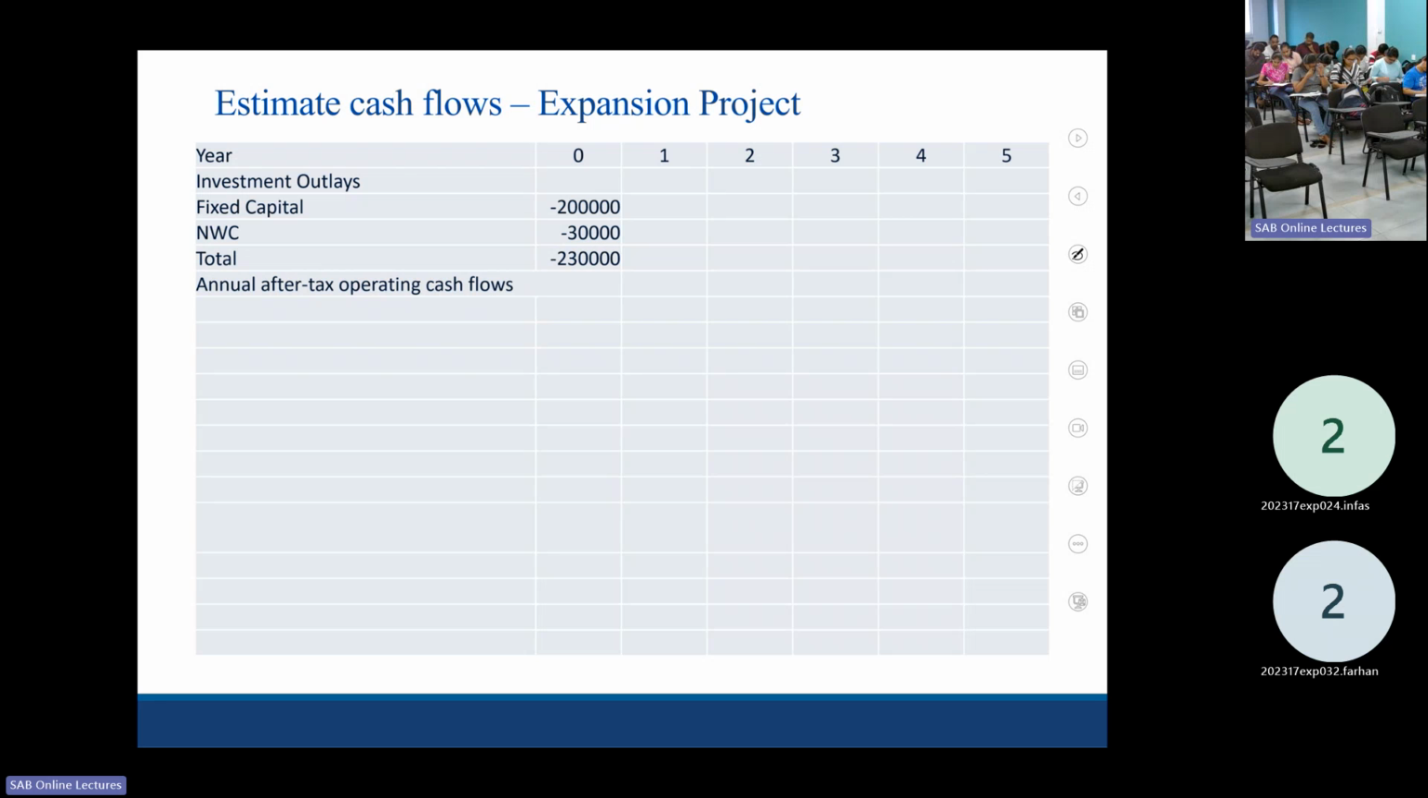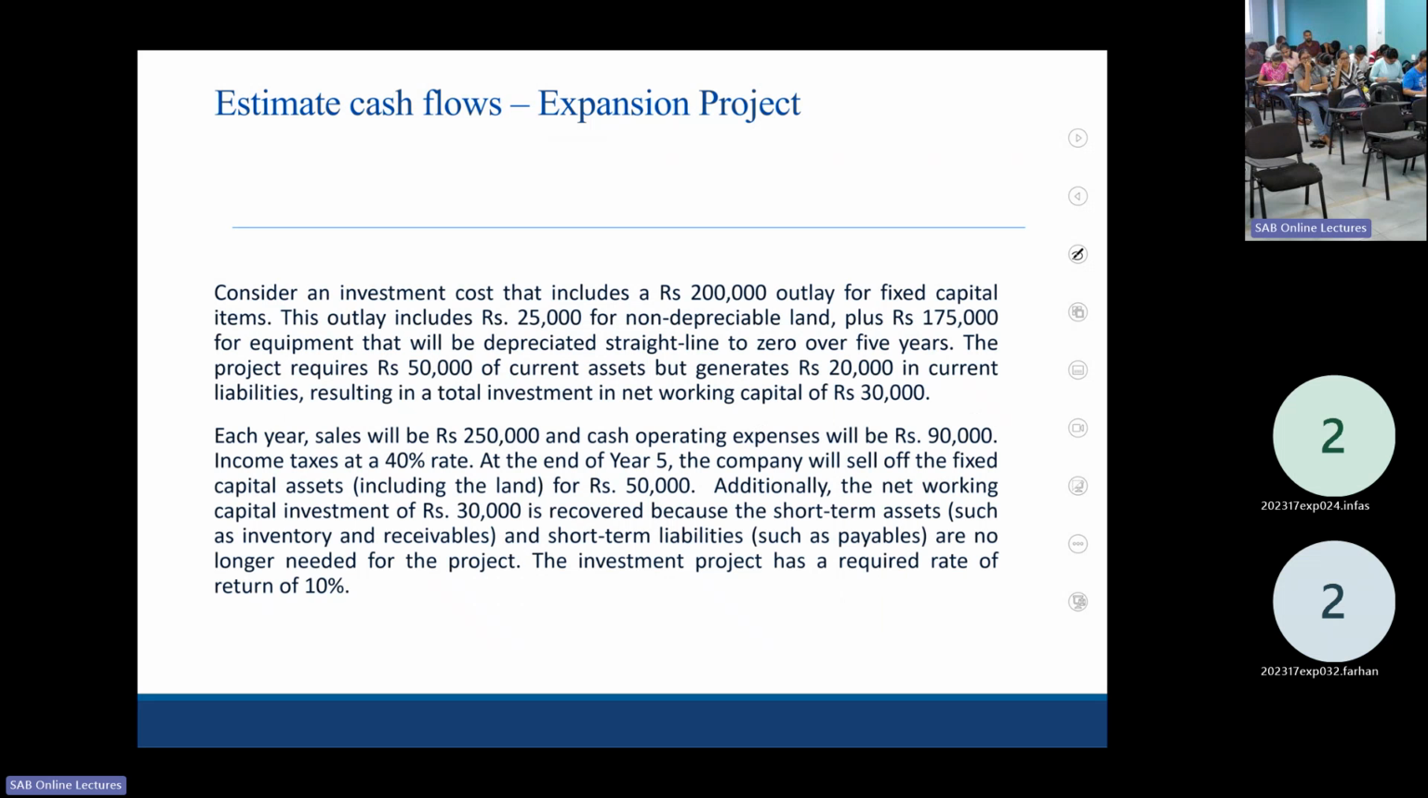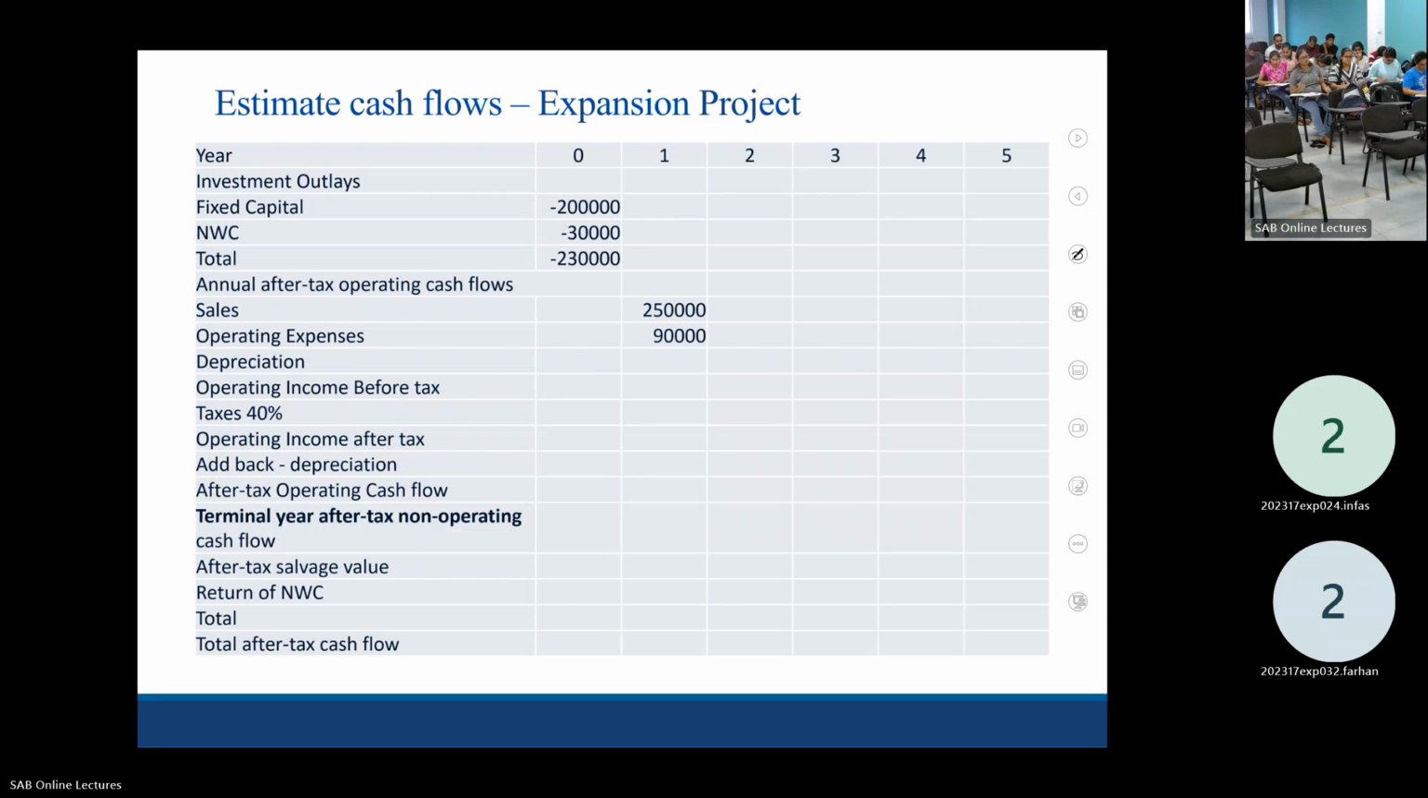In year 1, year 2, year 3, year 4, 5, cash flows you can estimate. According to the question, you can see every year sales will be 250,000, same amount, so very easy. Expenses will be 90,000 for every year. The tax is 40%. This is salary. So you can consider that one. So every year sales 250, operating expenses 90,000.